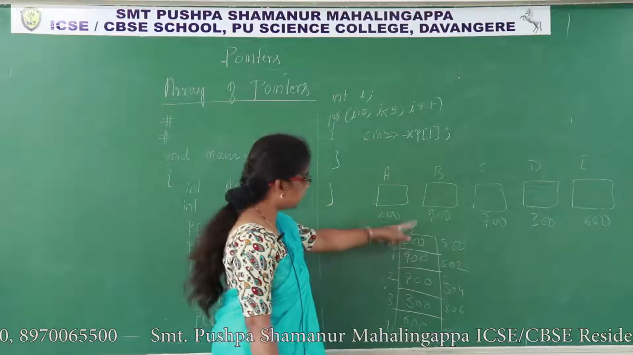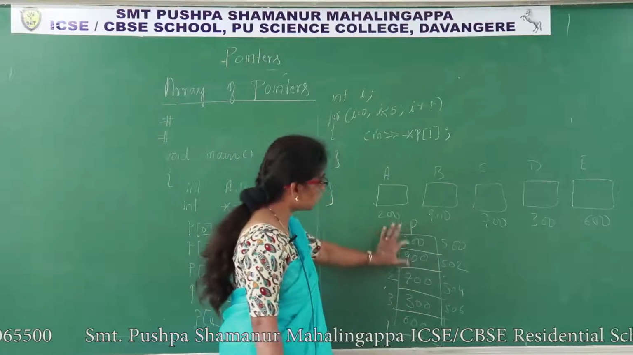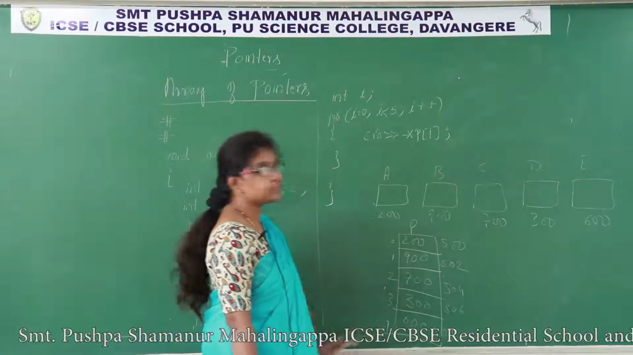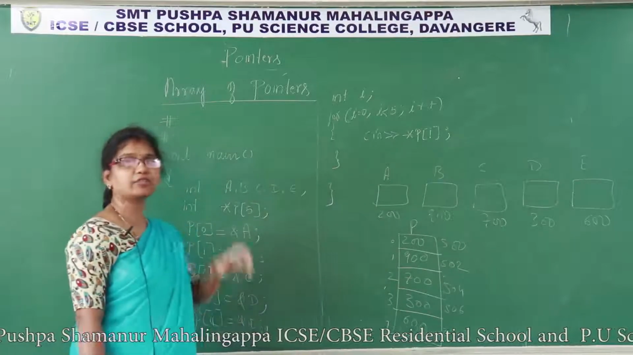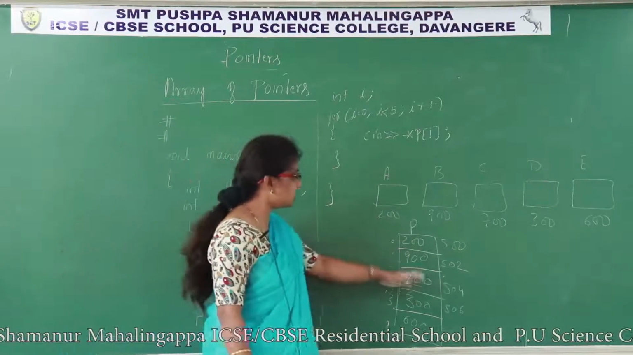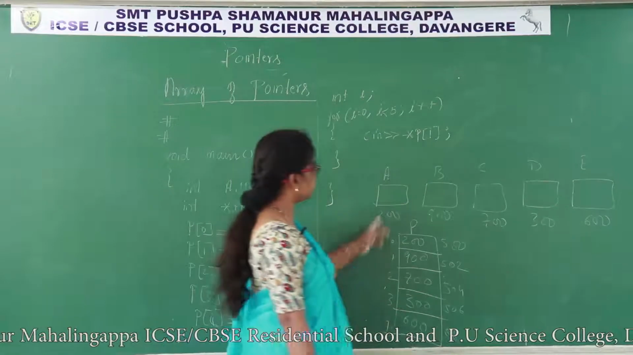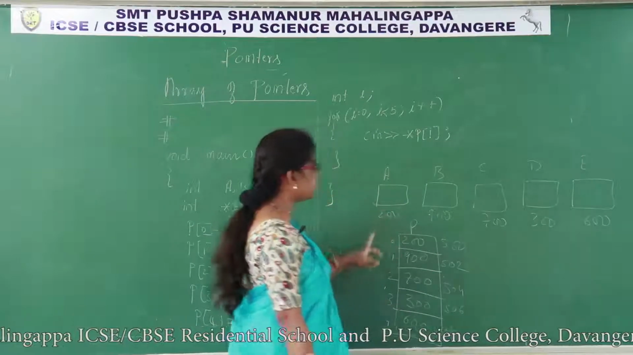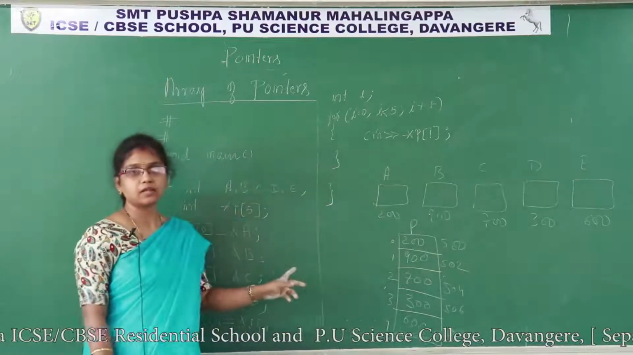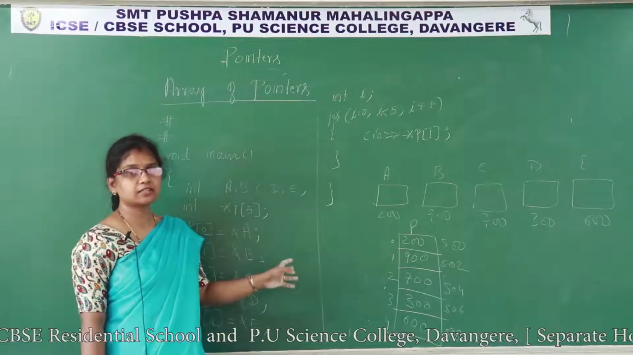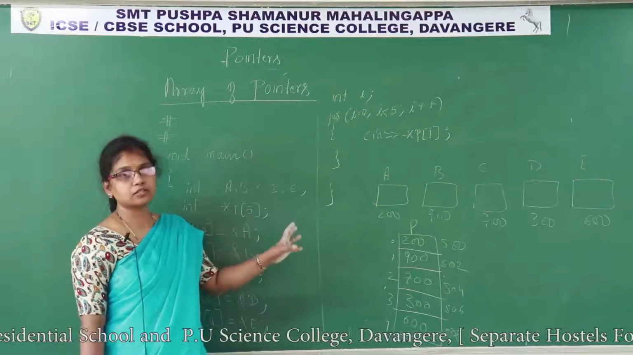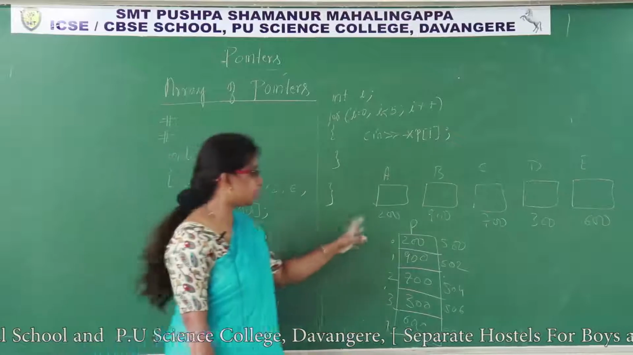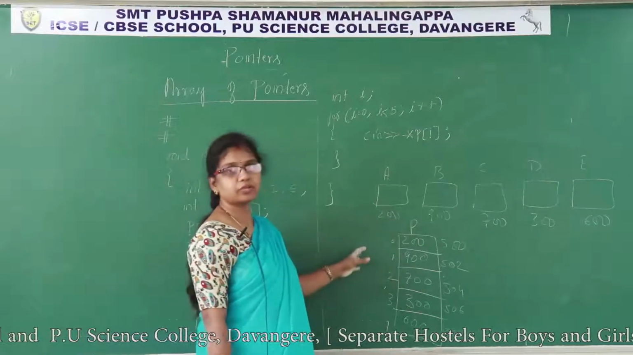Understood? This is an array, it contains the addresses. Array of pointers are nothing but array of addresses. Addresses are stored in memory locations. There will be a question, what is meant by array of pointers? An array whose values are addresses is called an array of addresses. Array of pointers is nothing but array of addresses.